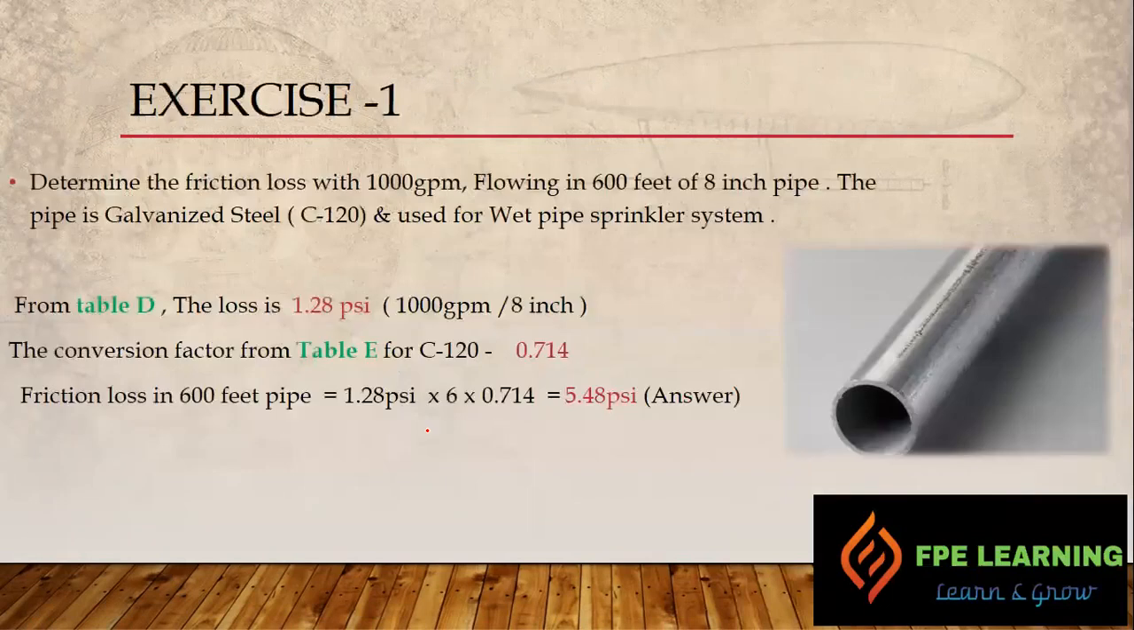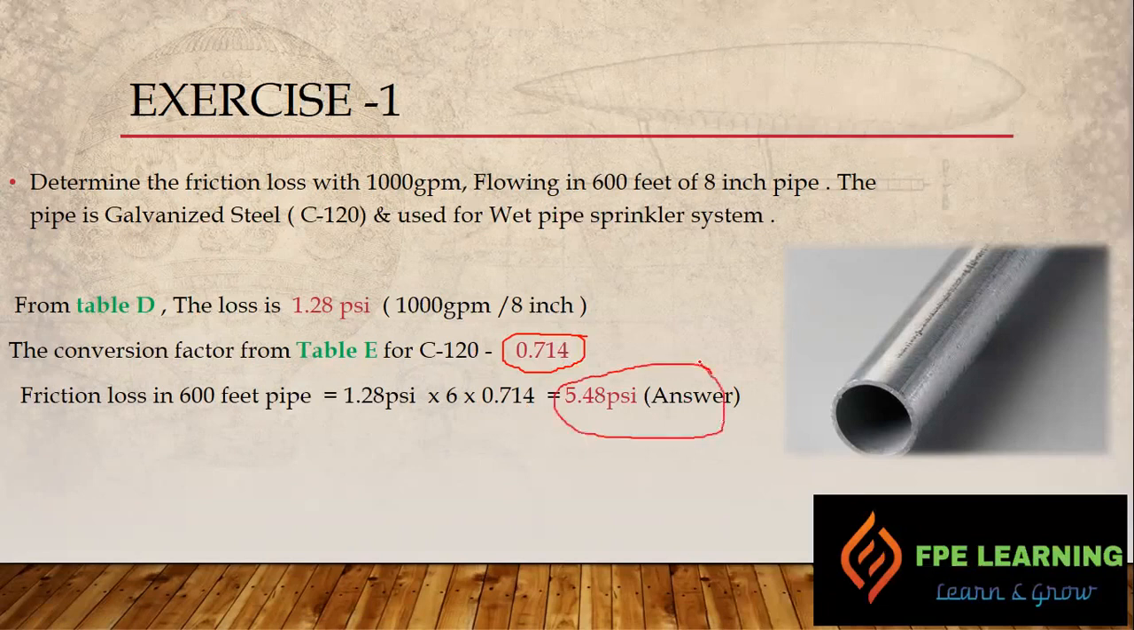Coming to the solution again: for C120, we have a 0.714 factor. So for the final friction loss in 600 feet of pipe, we multiply it all. First we have 1.28 psi for 100 feet of pipe, multiplied by 6. Why 6? Because the length is 600 feet and the table is only for 100 feet. So 1.28 psi per 100 feet, multiplied by 6 for 600 feet, multiplied by 0.714, which is for a C factor other than 100. Finally, we come to a solution of 5.48 psi friction loss. This is all about this exercise.